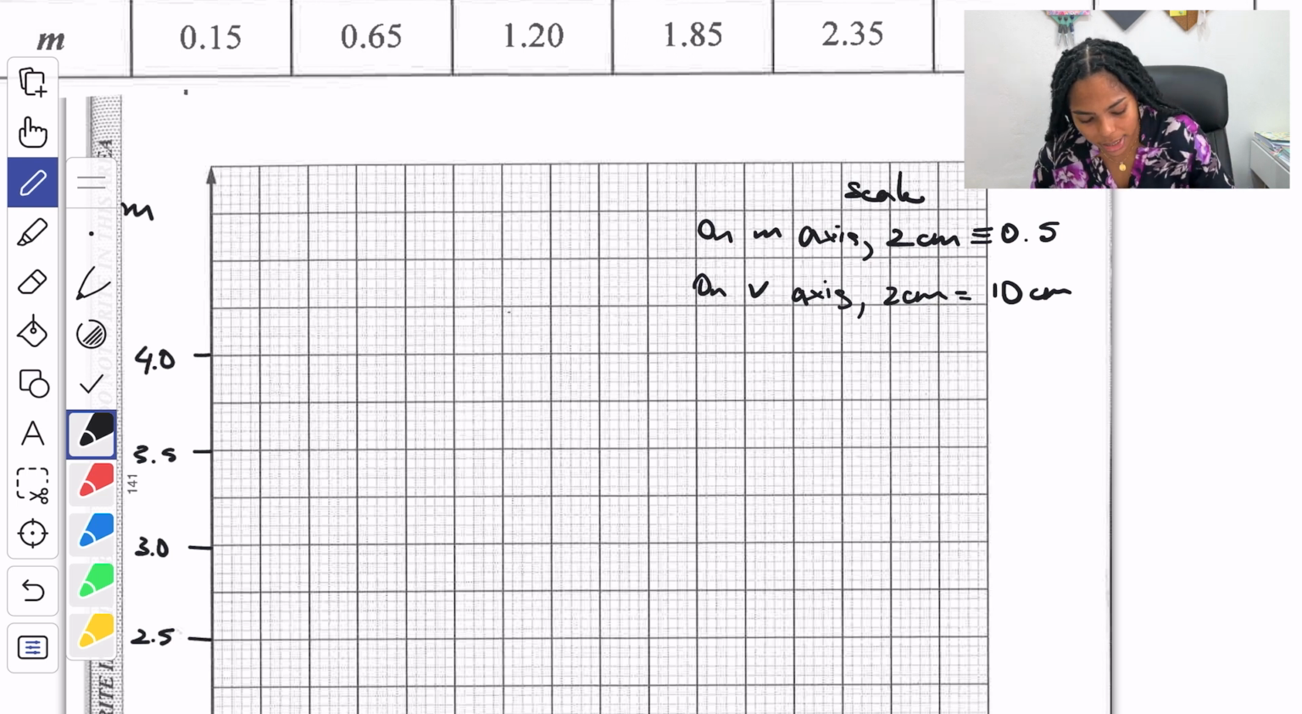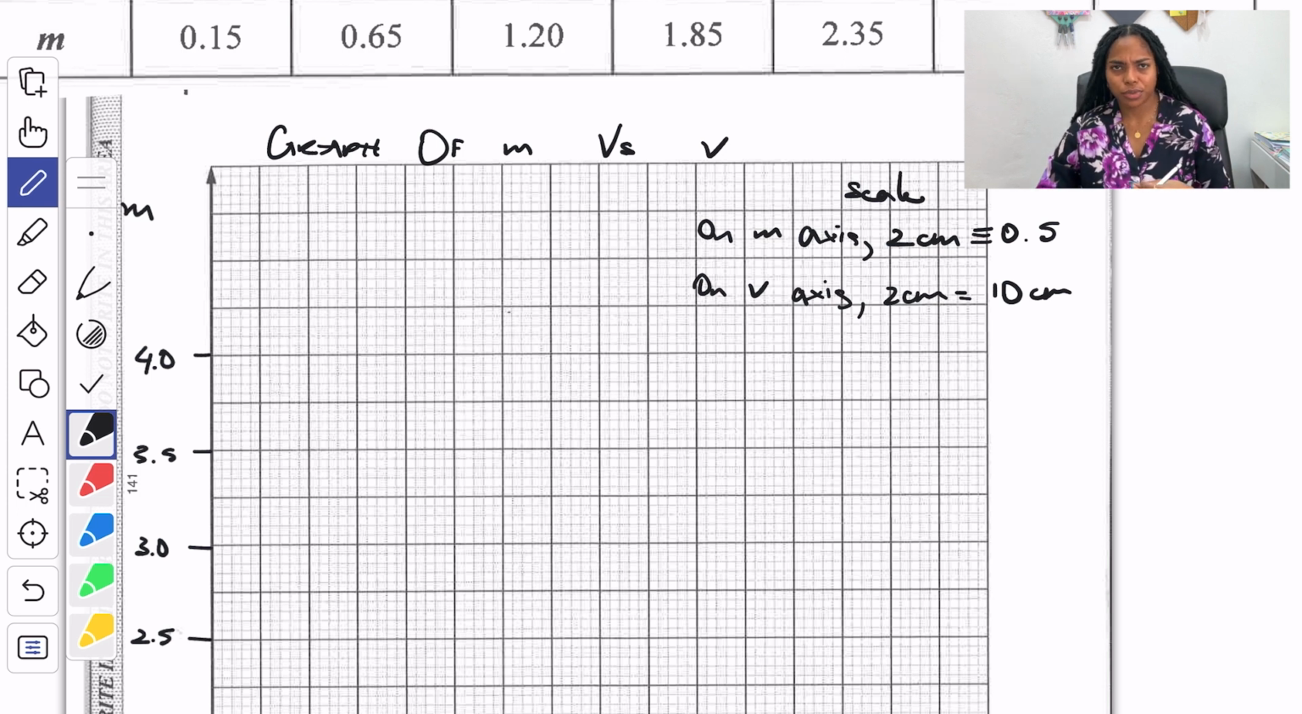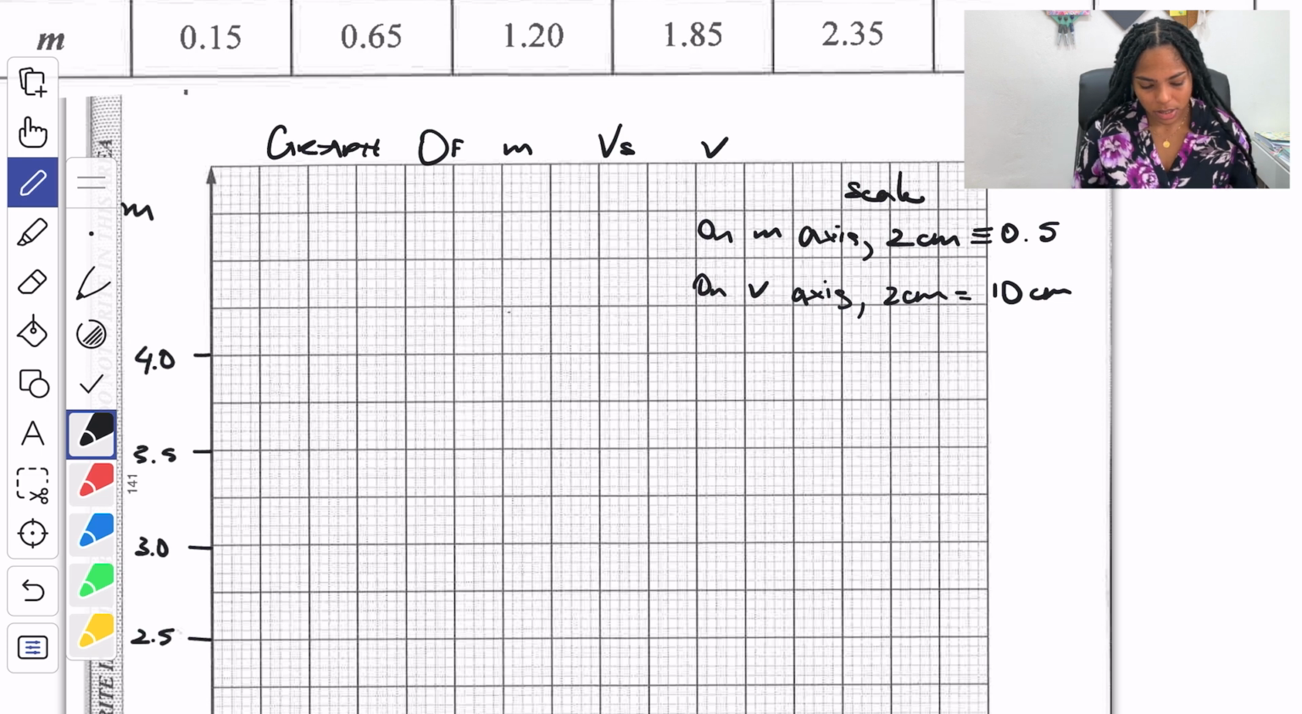So I will say that this is a graph of M versus V, or you could say of magnification versus image distance from the lens, however you feel to phrase it. So let me start plotting my points now.